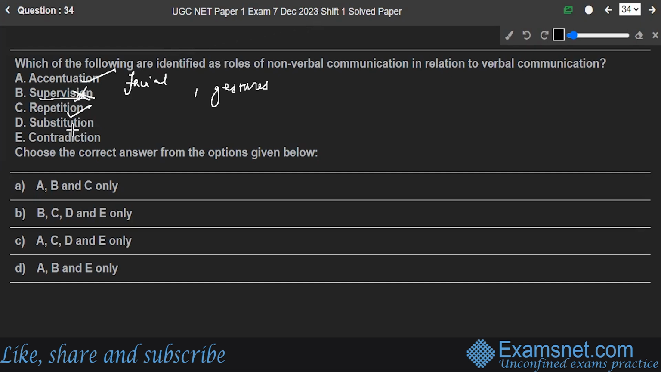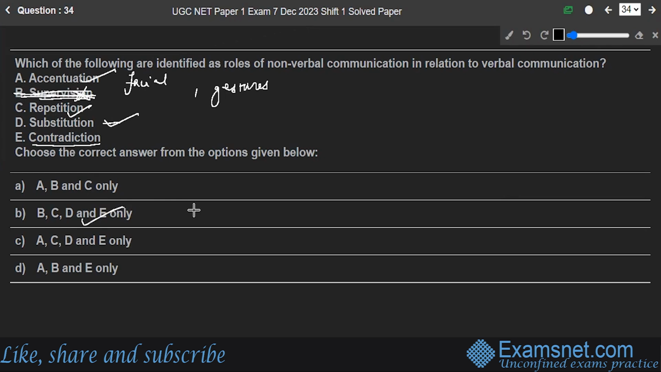And if I move to the next one, that's substitutions. In some cases, non-verbal communication can completely replace the verbal communication through emotions, attitudes, messages without the spoken words. So this is also one of the right ones. Then you have your contradictions. Yes, of course. Sometimes non-verbal cues can contradict the meaning of the spoken words, creating confusion, expressing hidden feelings. So I think only the supervision one is wrong, the rest are all correct.